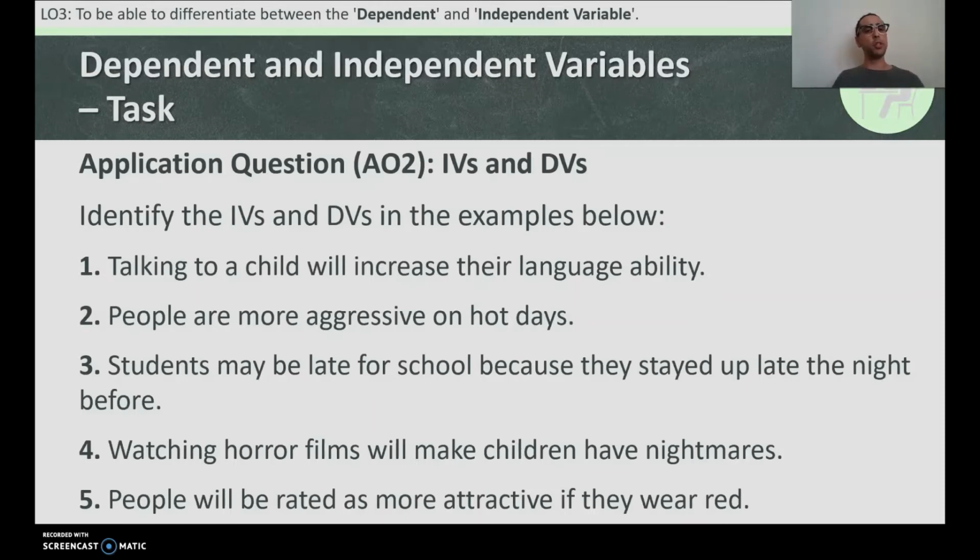Okay, so number one, we'll do number one together. Talking to a child will increase their language abilities. So, the thing that we're testing is their language abilities. So that's the dependent variable, okay? So we're measuring their language abilities. The independent variable is therefore talking to a child, right? And then it depends on how many levels there are. You might have talking to a child briefly, talking to a child middle, talking to a child loads, right? Or you could have two. You could have talking to a child nothing and talking to a child constantly, right? You can have as many conditions as you want.